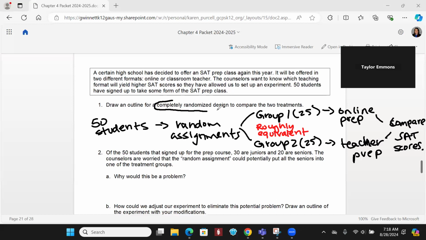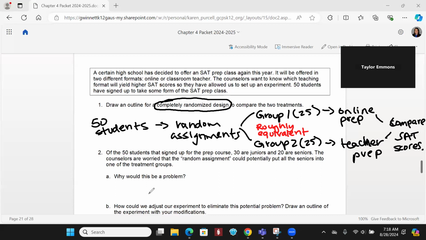Now, I want us to be familiar with these words. Completely randomized design. Because we stated random assignments, completely randomized designs. We don't know who's going to group one or group two. All right. Of the 50 students that signed up for the prep course, 30 are juniors and 20 are seniors. If the counselors are worried that the random assignment could potentially put all the seniors into one of the treatment groups, why would this be a problem?